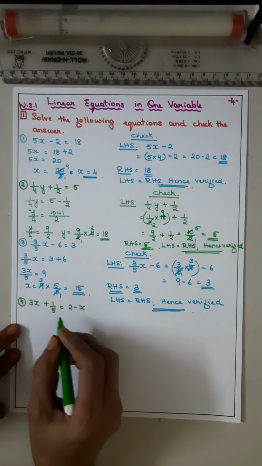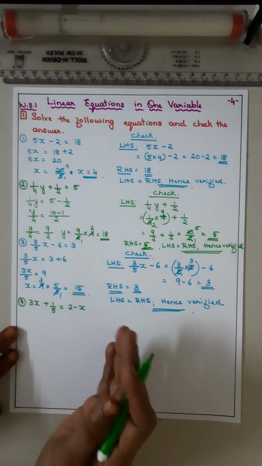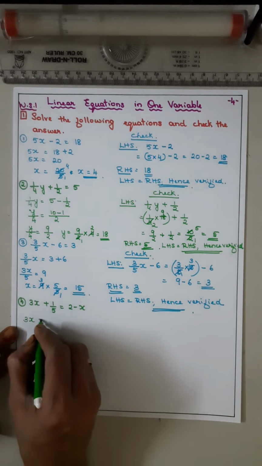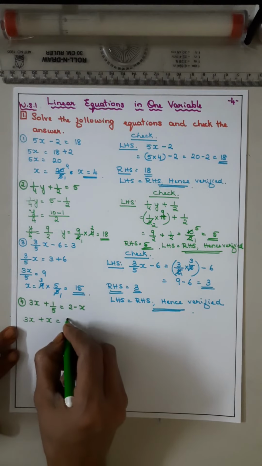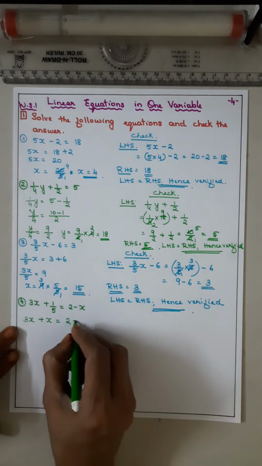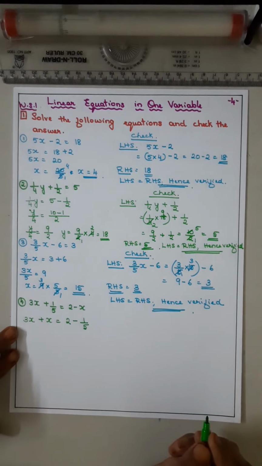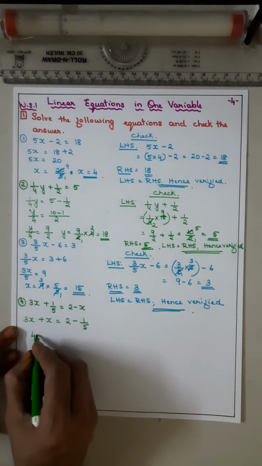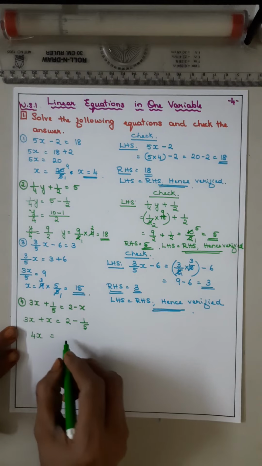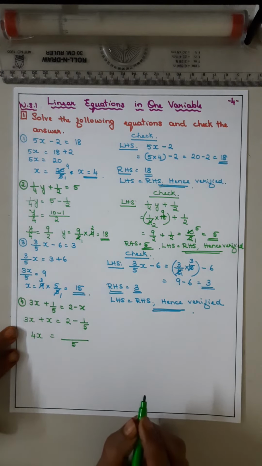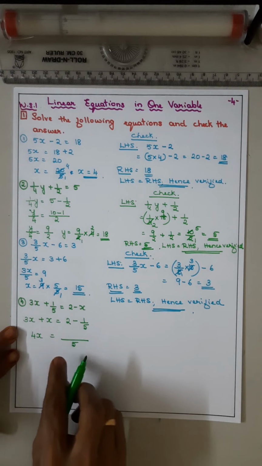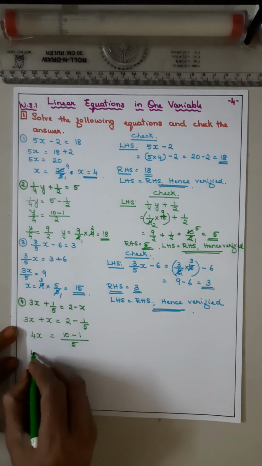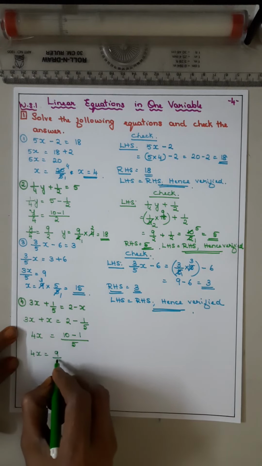3x plus 1 by 5 is equal to 2 minus x. Bring x to the left side. 3x minus x becomes plus x. Now here it is 2 plus 1 by 5. Take it to the other side. It will be minus 1 by 5. Now 3x plus x will be 4x is equal to, now it is a fraction. So take the LCM. 1 5s are 5, 5 2s are 10 minus 1. So 4x is equal to 9 by 5.